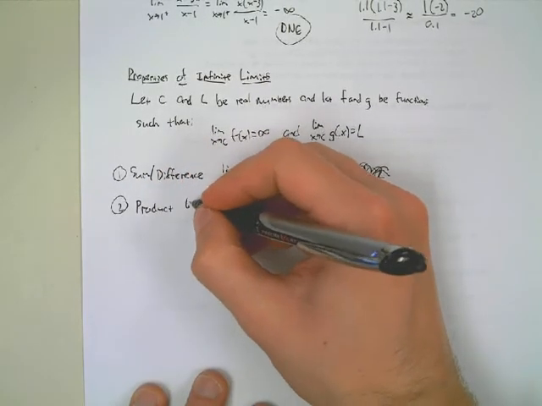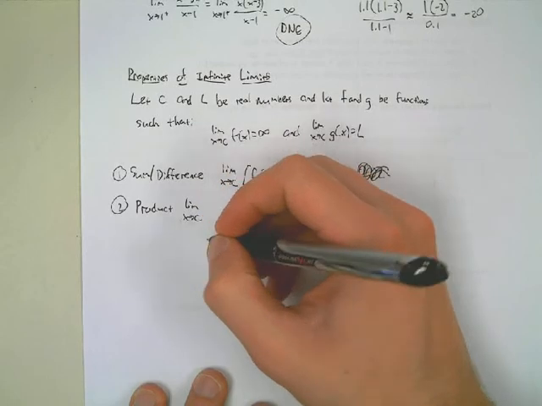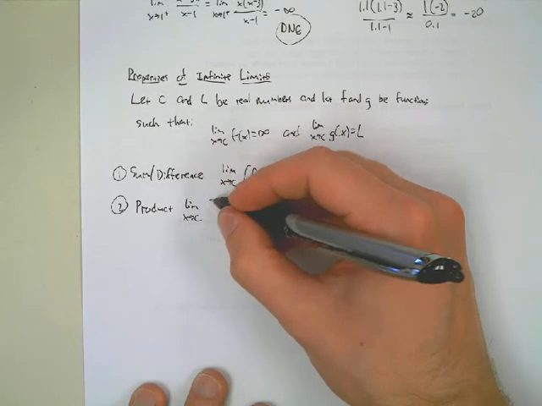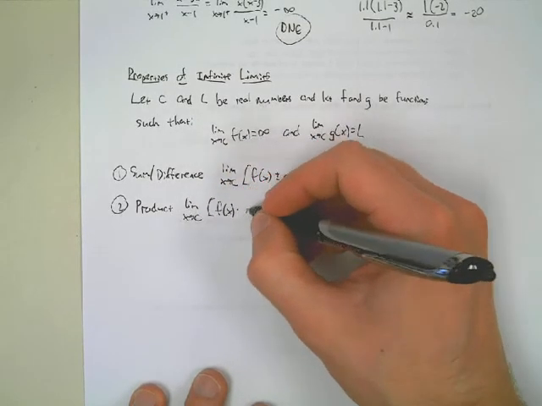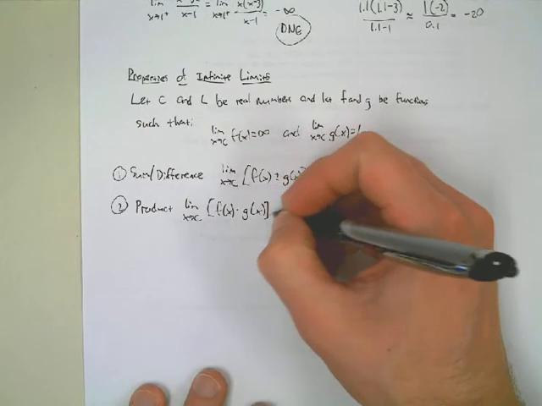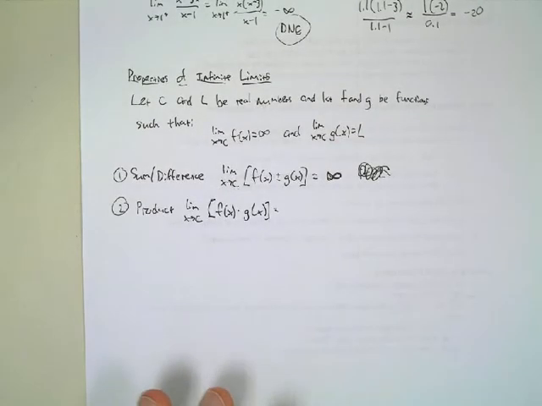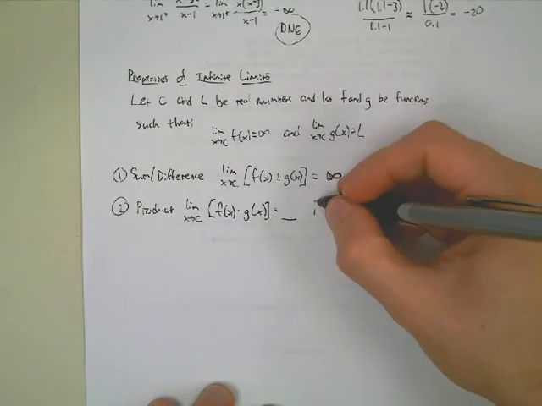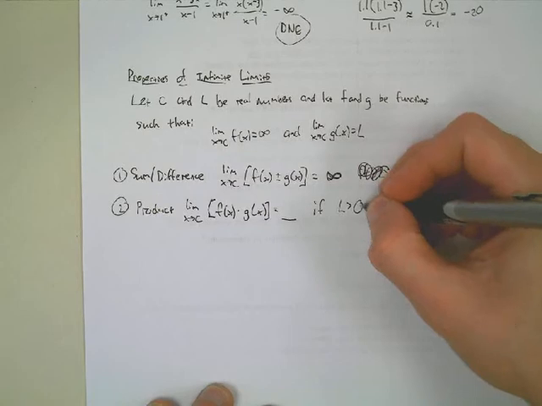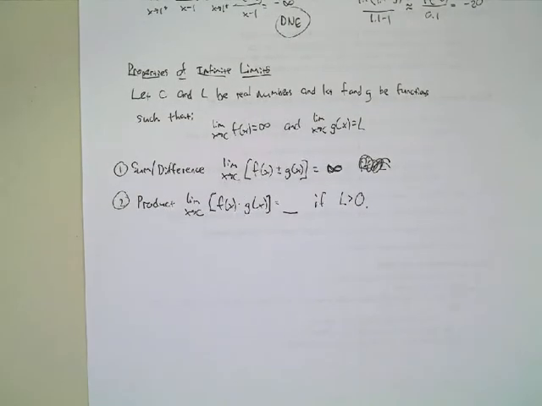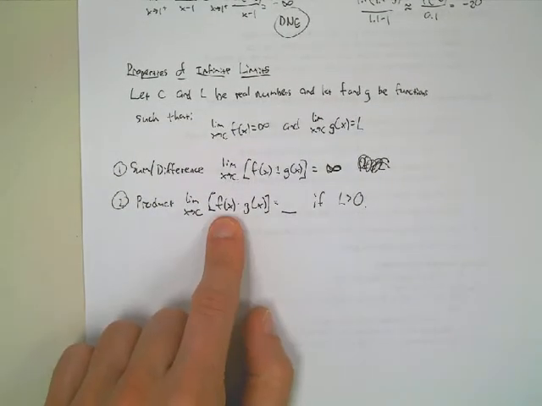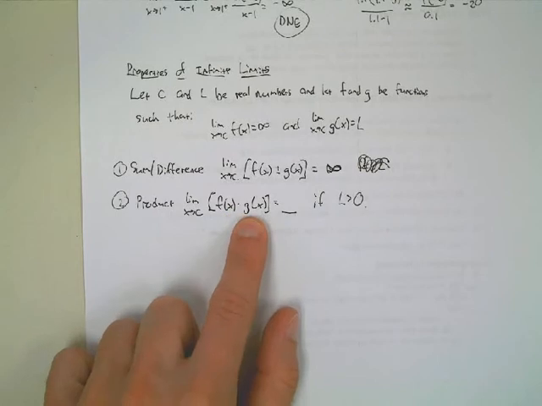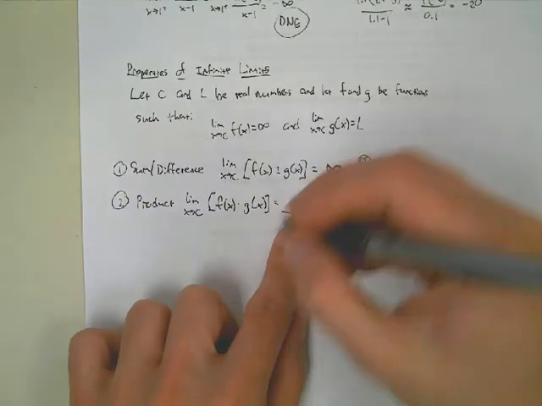The limit as x approaches C of f of x times g of x. What do we want to say that will equal? And I'm going to give a little caveat here: assume that L is greater than 0. If we take something whose limit goes to infinity and multiply it by a positive number, it's going to go to infinity. Infinity times a positive number is still infinity.